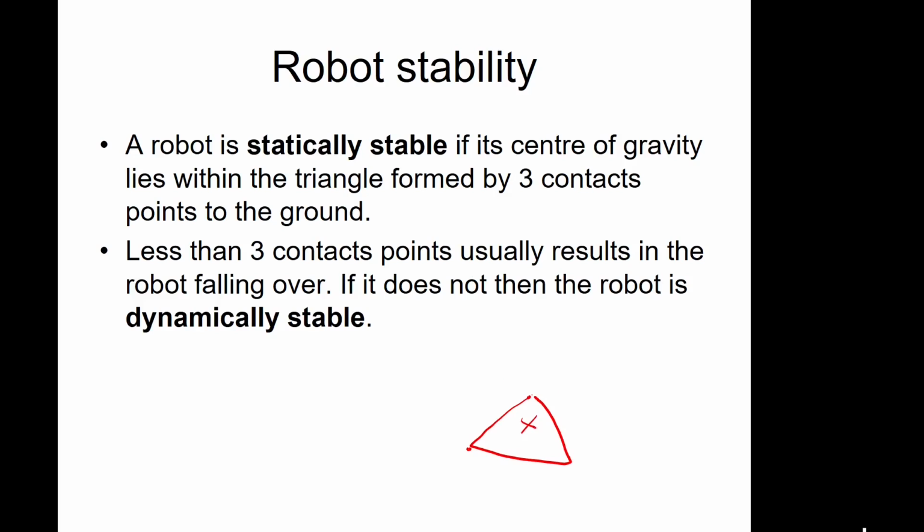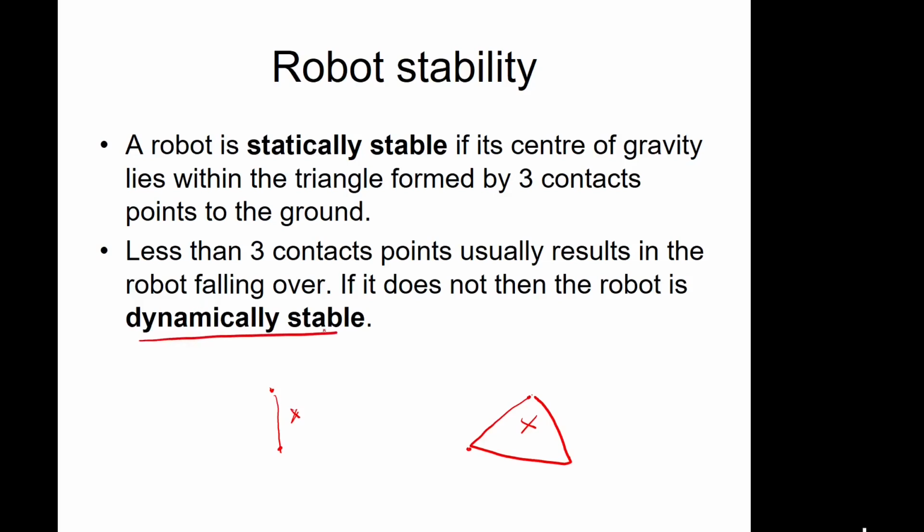Okay, so if you stop it, you don't expect it to fall over. If you have less than 3 points of contact, so for example, the Atlas robot had 2 feet, you're not forming a triangle there. You've got a straight line. So the center of mass is never going to be exactly on that line, so the chances are it's going to fall over. If it doesn't fall over, then it's known as dynamically stable.